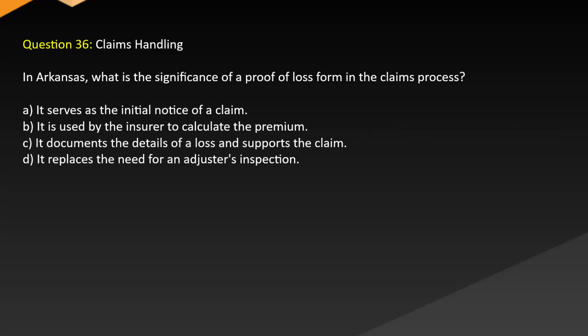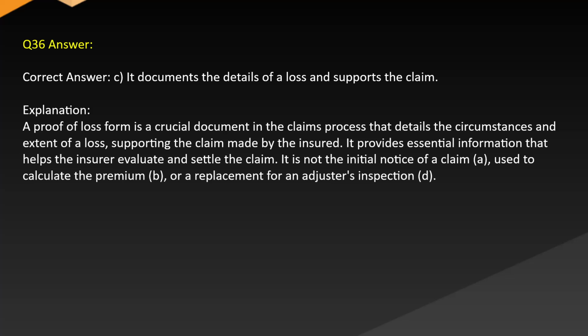Claims handling in Arkansas. What is the significance of a proof of loss form in the claims process? A. It serves as the initial notice of a claim. B. It is used by the insurer to calculate the premium. C. It documents the details of a loss and supports the claim. D. It replaces the need for an adjuster's inspection. Correct answer, C. It documents the details of a loss and supports the claim.